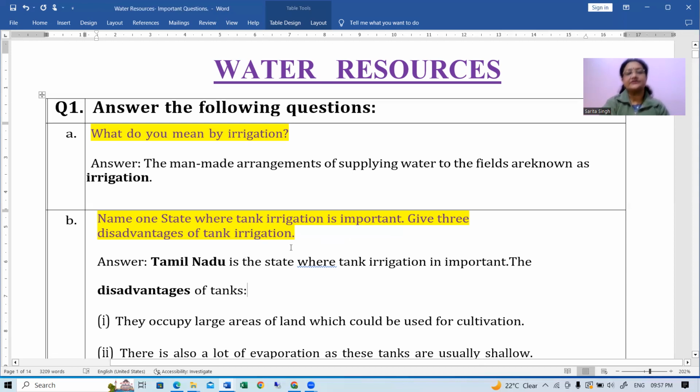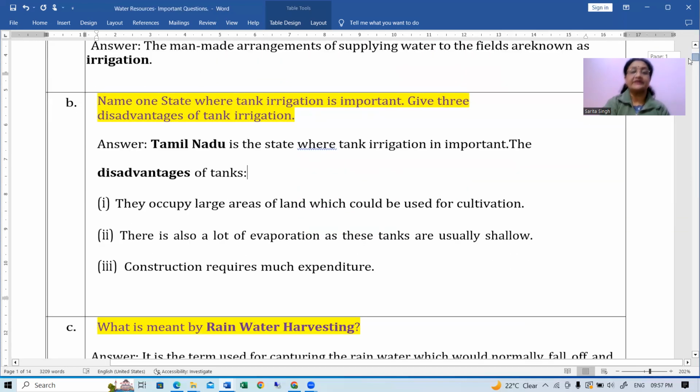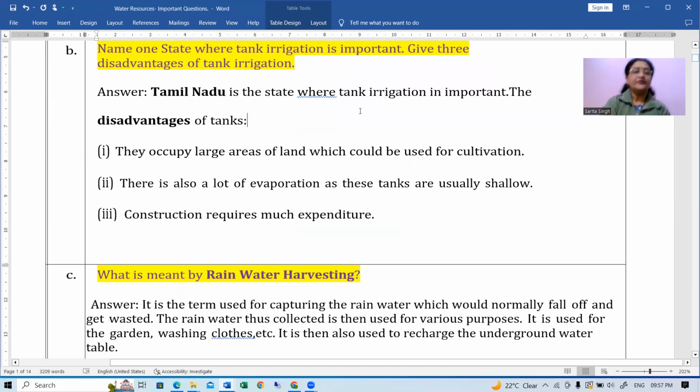Okay, next is name one state where tank irrigation is important. Give three disadvantages of tank irrigation. Now, Tamil Nadu or any of the states which are there in the southern region, the peninsula region, you can take any of such states, right? Tamil Nadu is one of the best examples. Okay, what are the disadvantages of tanks?